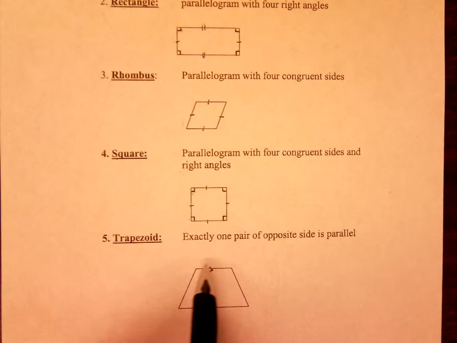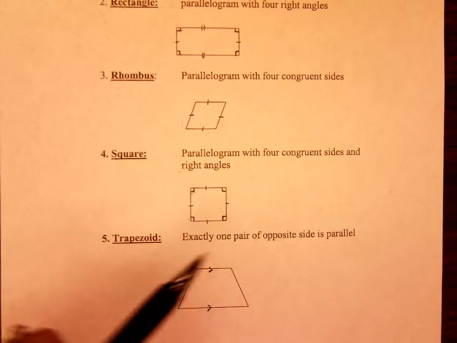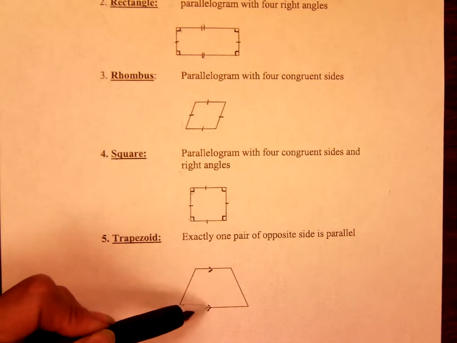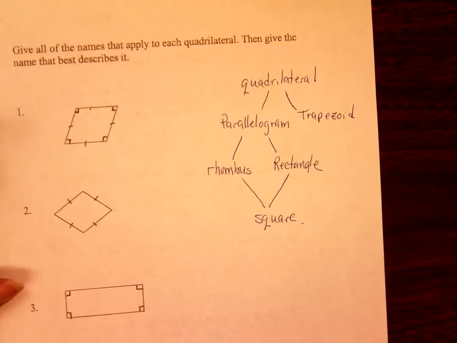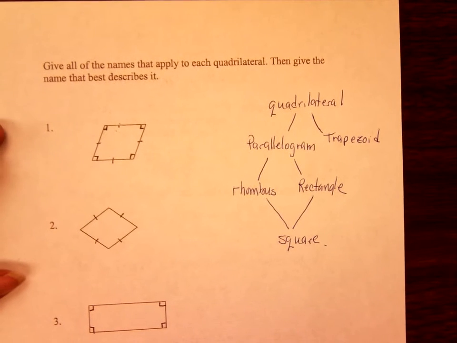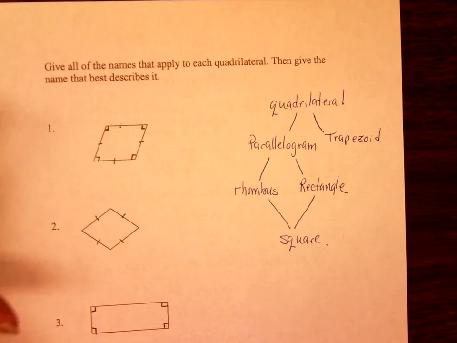A trapezoid has exactly one pair of opposite sides that is parallel. So this means that the top and the bottom are going the same direction. They're parallel. Here is a chart that you should memorize to help you.